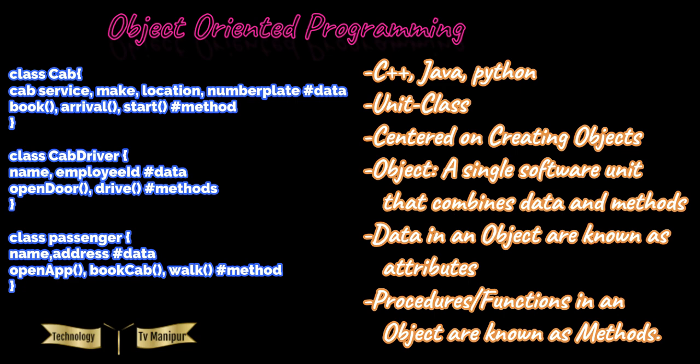At which location is this cab right now? What is the number of that cab, so the passenger can recognize this cab? So all these things which I have written here are called data because they can hold some kind of data. Number plate data, location or geolocation data, make data, and the cab service like Uber or any other cab service.